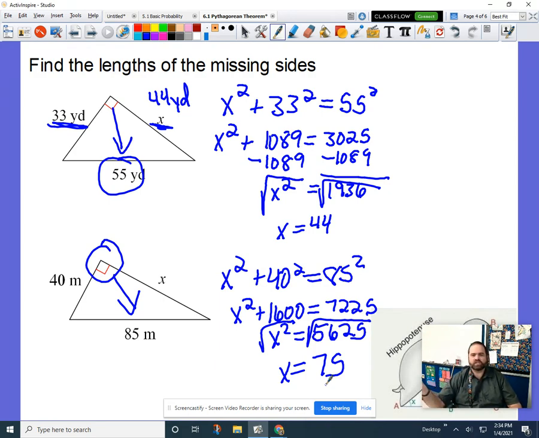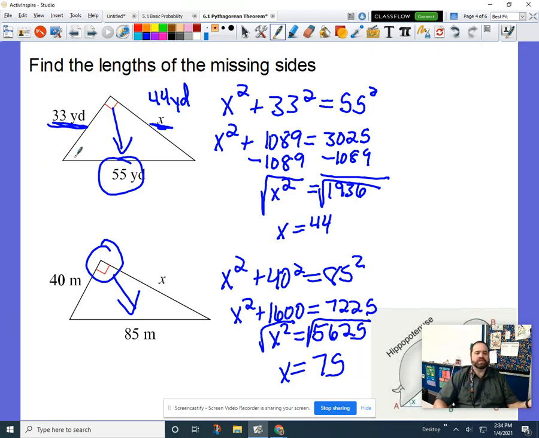As a matter of fact, the next two are much, much smaller. But I'm just trying to emphasize the use of a calculator here. Big numbers, use a calculator. It makes your life a whole lot easier. Okay, so on both of those, we were missing a leg. We were missing an A measurement or a B measurement.